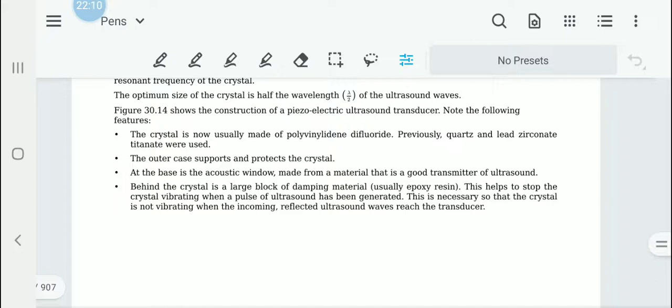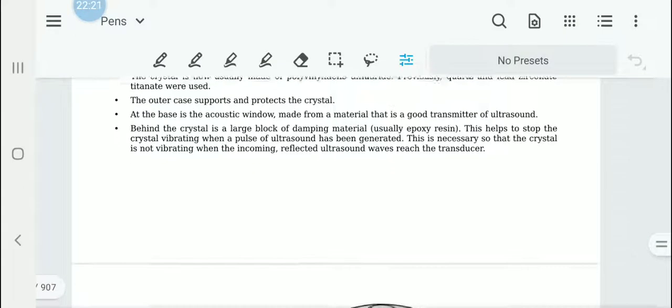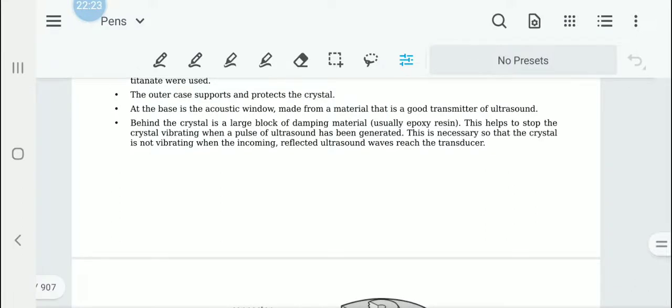Then there is an outer case which protects the crystal and also supports it. There is an acoustic window at the bottom. That is a good transmitter of ultrasound. Then there is a block of damping material, usually epoxy resin. That would stop the crystal vibrating when a pulse has been generated.